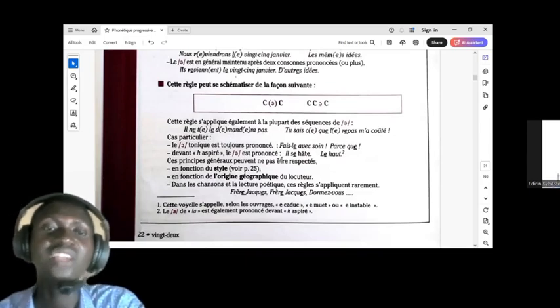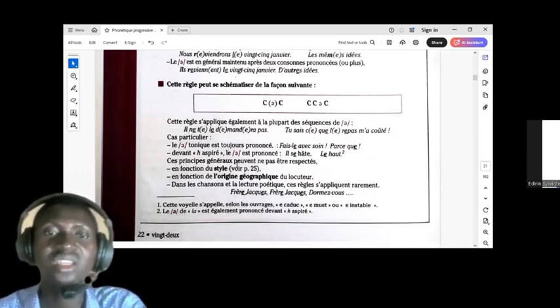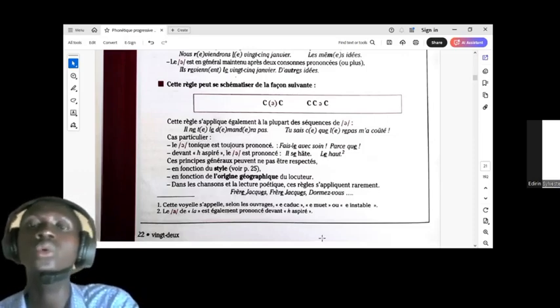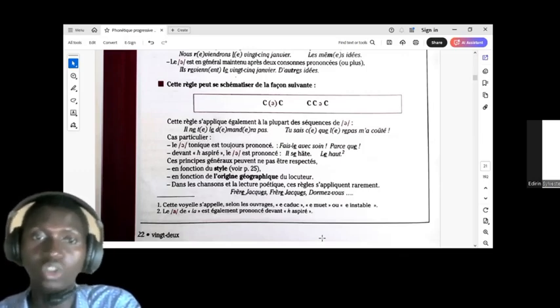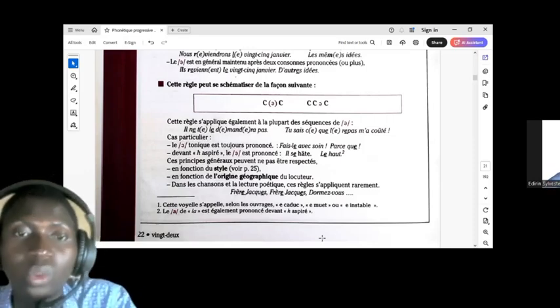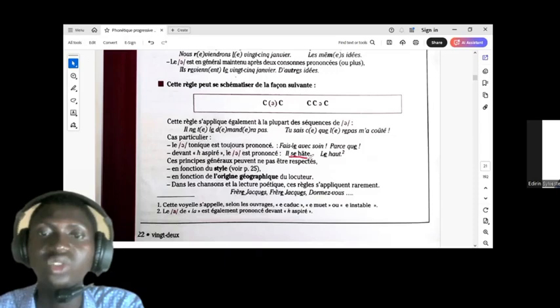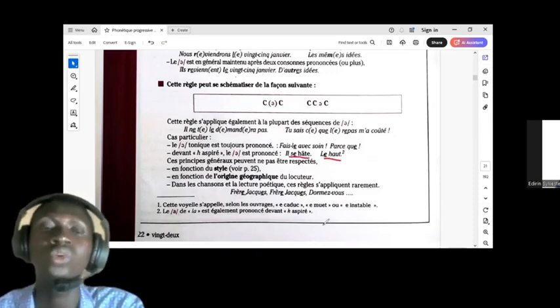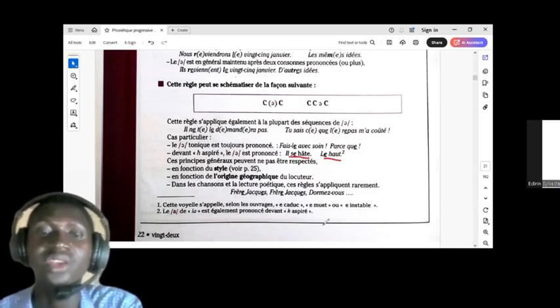Now, as you look at these rules so far, there are some peculiar cases I want to bring to your attention. Very important. Le haut tonique est toujours prononcé. On sait o tonique. Fais-le avec soin. It's always pronounced. Now, before H aspiré, you always pronounce that E caduc. For example, il se hausse. Look at it there. The E is always pronounced. You want to take note of all this because this is how it is.